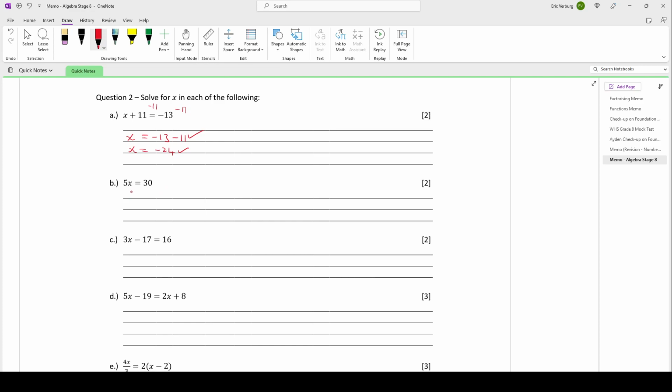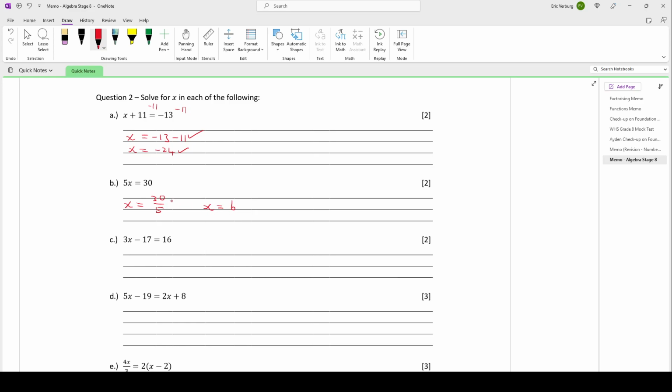Next up, we've got 5x equals 30. So 5x means 5 times x. Now the opposite of times 5 is divided by 5. So we need to get rid of the times 5, which means we'll divide by 5. So x is equal to 30 divided by 5, which means x is equal to 6.